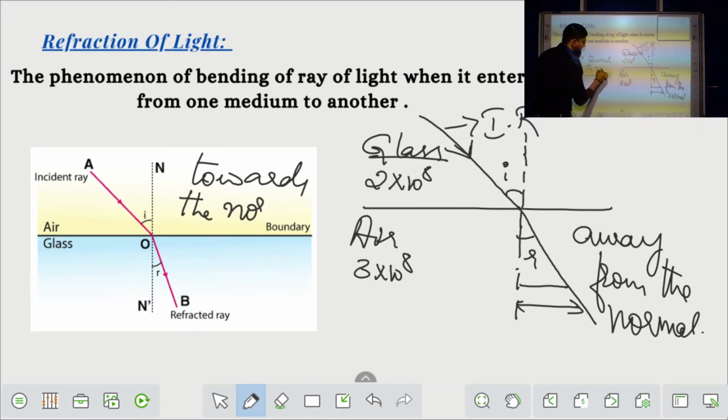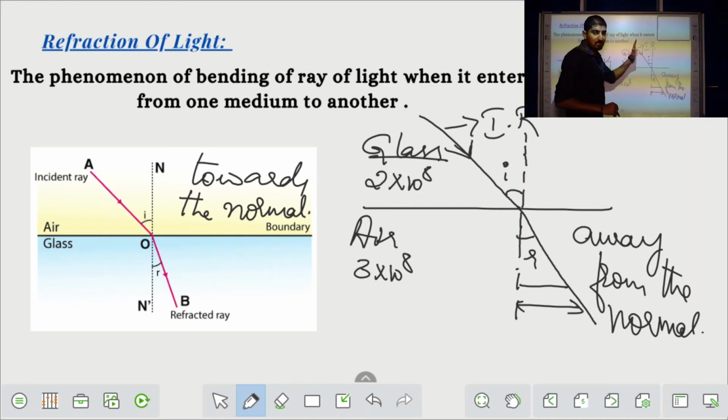So this is one trick that you have to keep in your mind. You can remember it like this: from air to glass and water, the refraction is towards the normal. From glass or water to air, it is away from the normal. So you have to remember this. Fine.